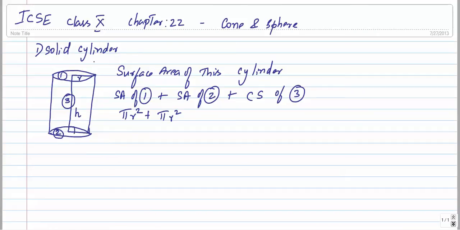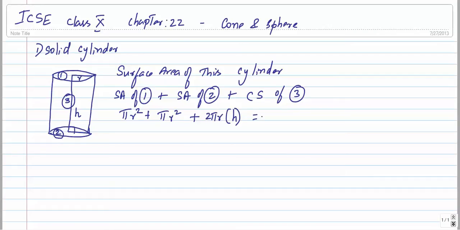Okay. Now, what is the surface area of this? We know that the circumference of this circle is 2 pi r. So when I want to know the curved surface area, how many such circumferences are available over this height? I can say that 2 pi r times h.